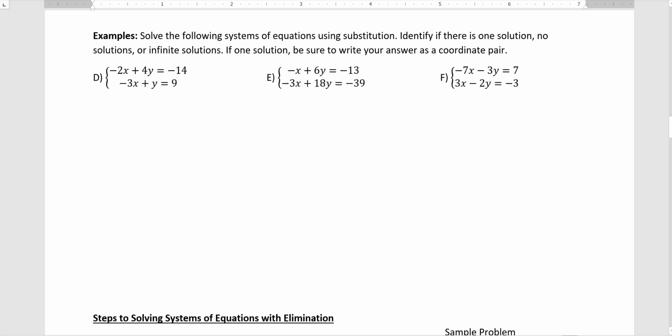All right, let's see how we did for letter D. Now looking here, the variable I would recommend isolating would be this y, which means I need to add 3x to both sides. So I would say y equals 3x plus 9. Let's plug that into the top equation. So negative 2x plus 4 times, instead of y, I'm going to say 3x plus 9, because that's what y equals, equals negative 14.